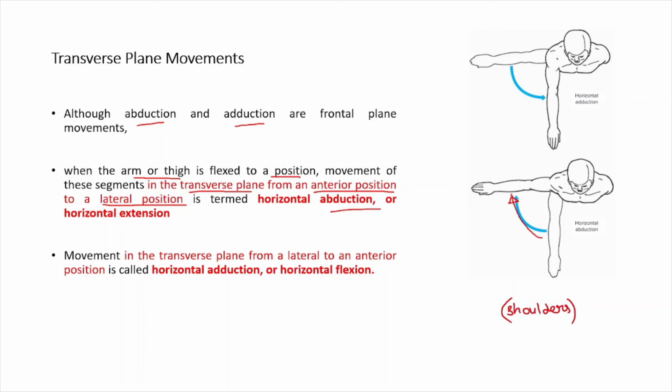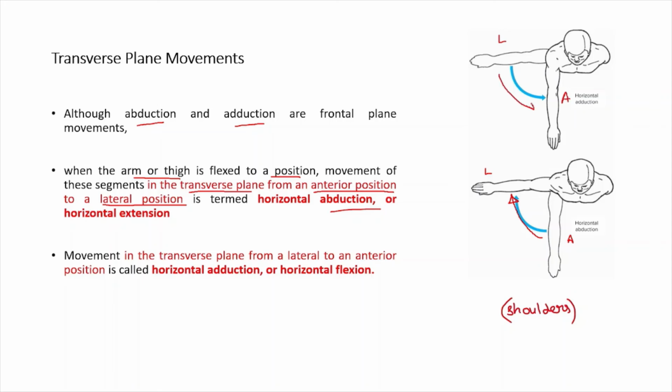So when you move the arm or the thigh from an anterior position to a lateral position, so this was your anterior position, this is your lateral position. When you move the arm or the thigh away from the anterior position to a lateral position along the transverse plane, it is called horizontal abduction. Right? You perform this kind of exercise during yoga or gym classes. But if you perform the reverse, moving the arm or the thigh from the lateral position to the anterior position, then it is called horizontal adduction.